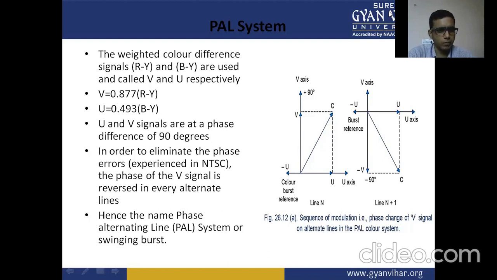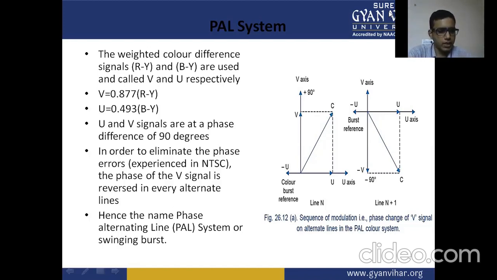So V equals 0.877 (R minus Y), U equals 0.493 (B minus Y). The U and V signals are at a phase difference of 90 degrees. In order to eliminate the phase error, the phase of the V signal is reversed in every alternate line.